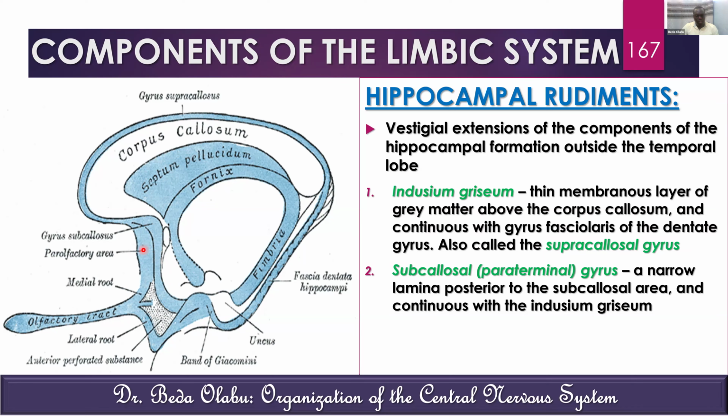the subcallosal area. Remember, I mentioned to you that there's some conflict of terminologies, and so we can settle on this one in this particular discussion, that the parolfactory area is also called the subcallosal area, and it is different from what we're calling the subcallosal gyrus, which is also called the paraterminal gyrus.